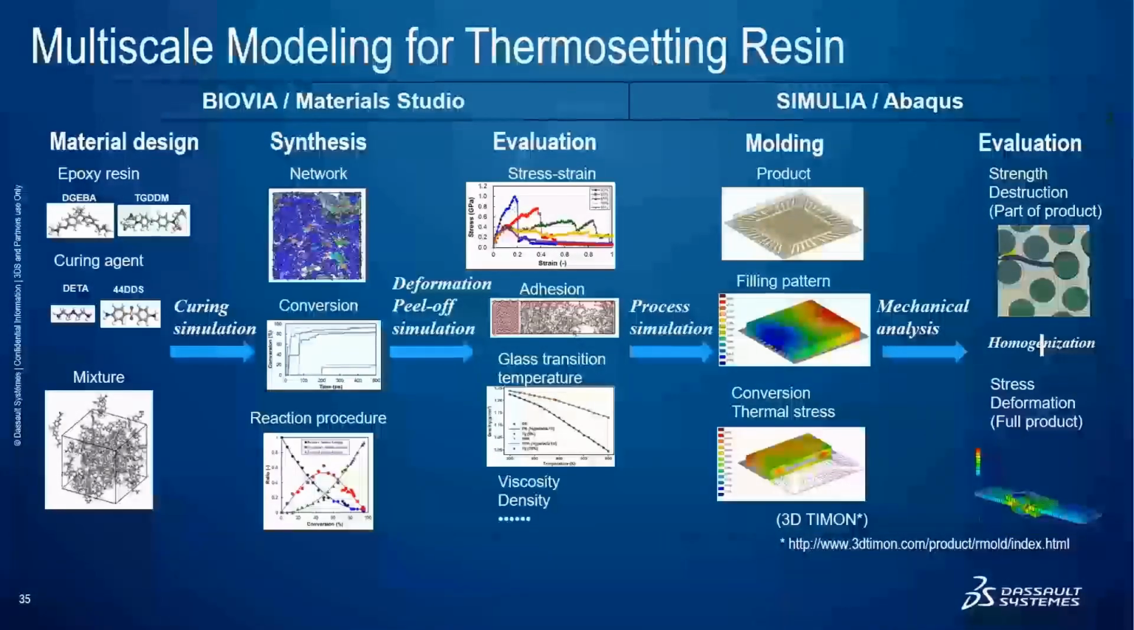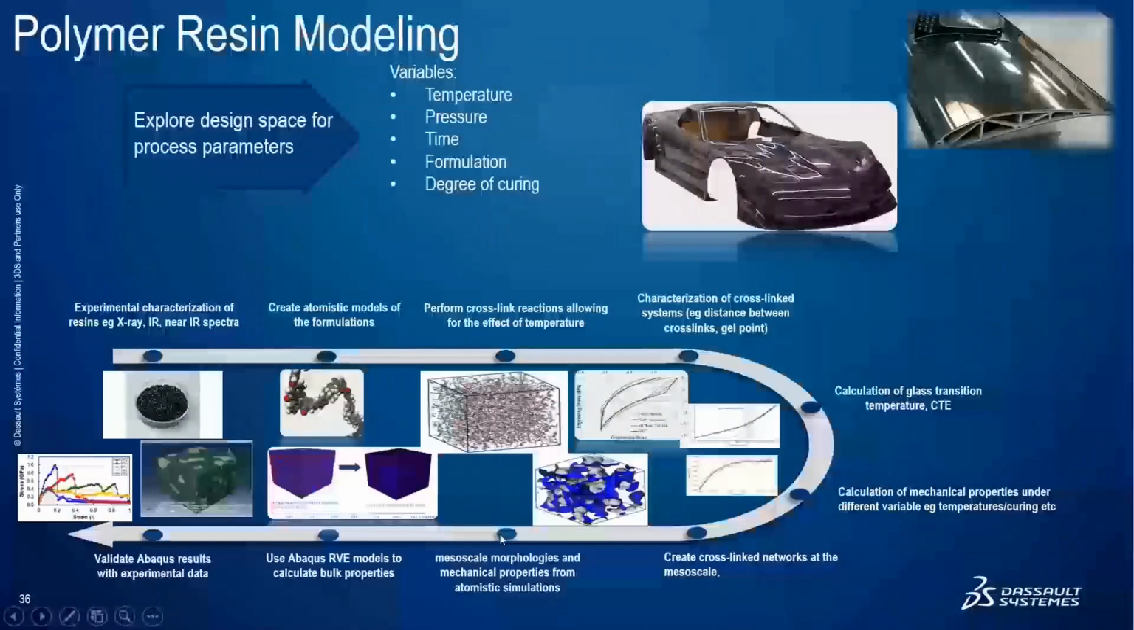And this ideology is a workflow. It starts with a resin where we have X-ray and IR properties, you create an atomic model, then you perform a mixture, then you calculate properties like Tg and CTE, and then you go to a mesoscale, going from nanometer to micrometer. What we are now capable of is that the mesoscale structure output will go into the macro scale, so you are automatically connected to the macro scale.